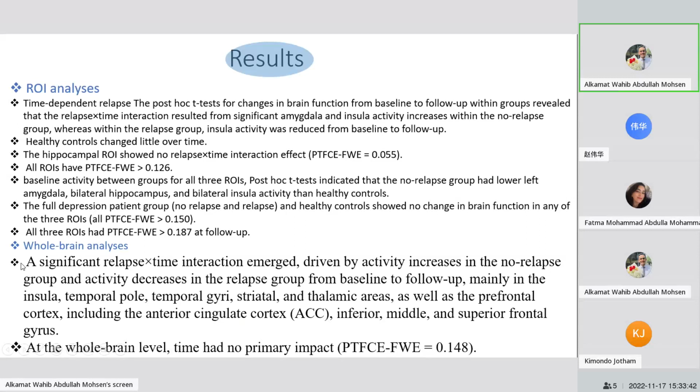So the second one, the whole brain analysis, the whole brain imaging. There was a significant relapse by time interaction that emerged, with activity increase in the no relapse group. As we can see also here at the whole brain level, time had no parameters impact, with p equal to 0.48.